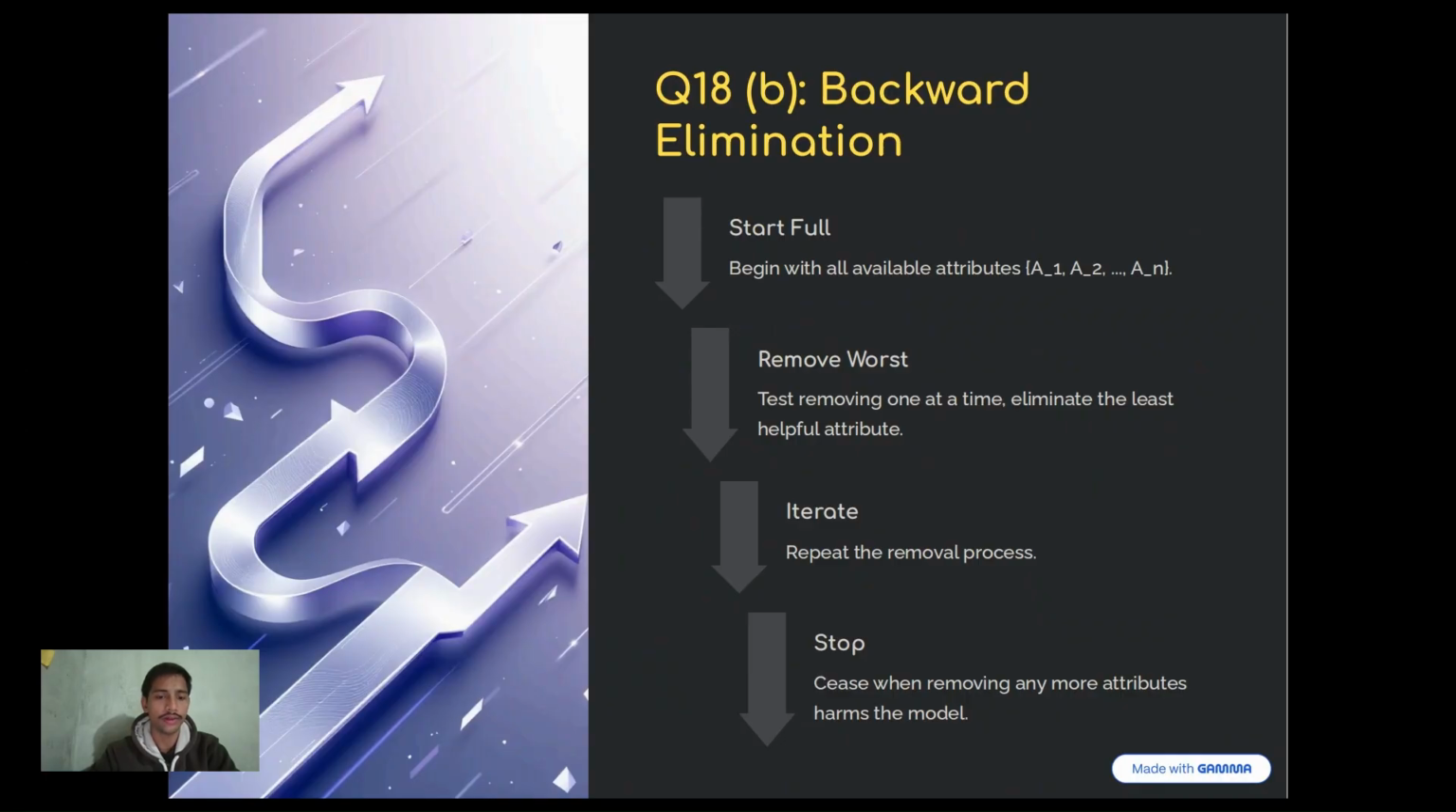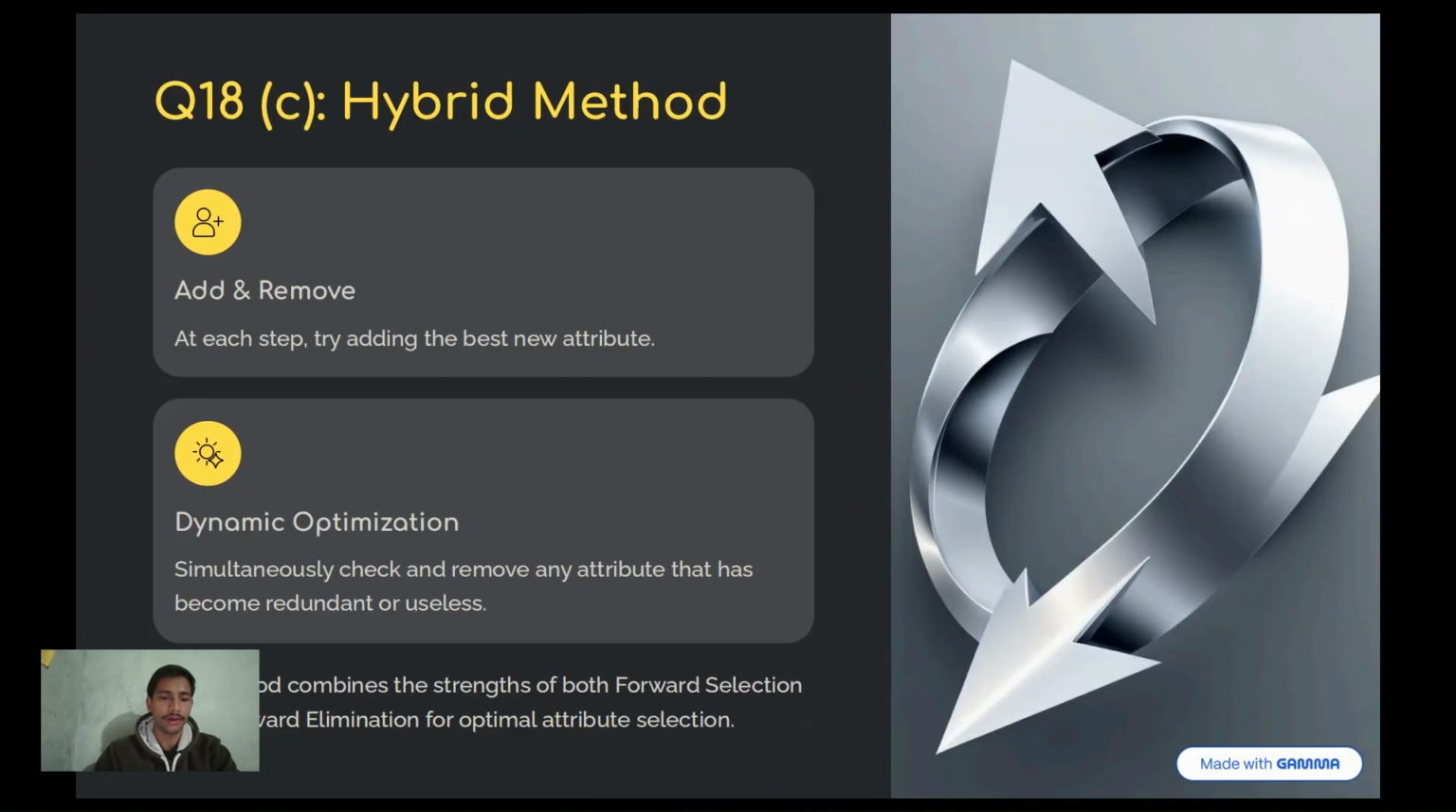The third one, hybrid method. Finally, we have the hybrid method. This combines the best of both worlds. At each step, you try adding the best new attribute like forward selection, and you also check if any existing attribute became redundant and should be removed, like backward elimination. This dynamic optimization often yields the best feature sets.